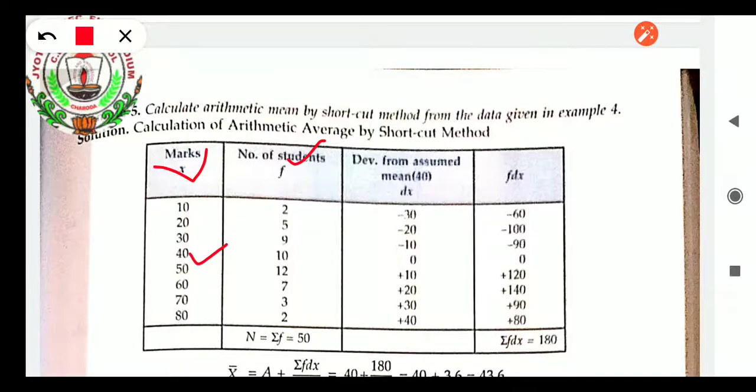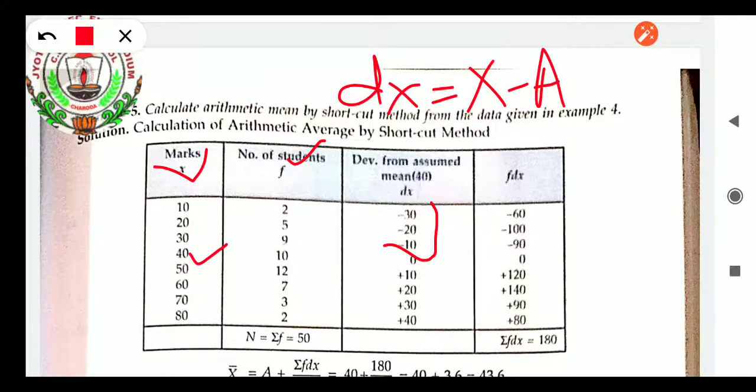What is the formula of dx? dx equals x minus a. Whenever the assumed mean is more than x, negative values will come. You can see this negative answer. It is coming just because x is smaller than the assumed mean. If we want fewer negative values, we must take a smaller value. So we have taken 40 as the assumed mean. Now we will subtract the assumed mean from each x value.